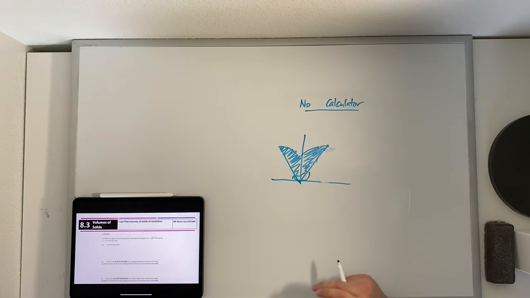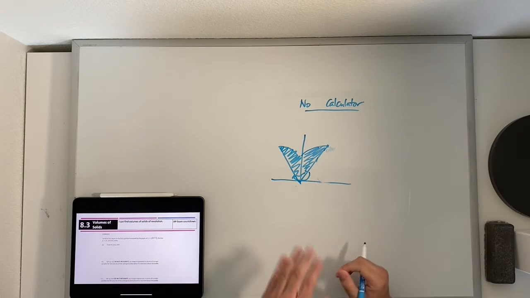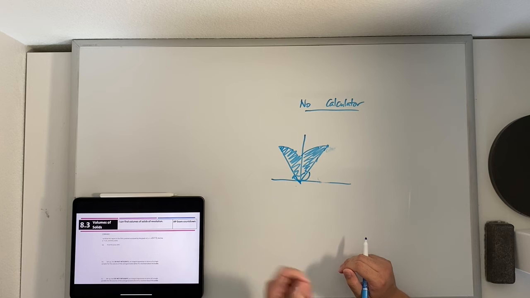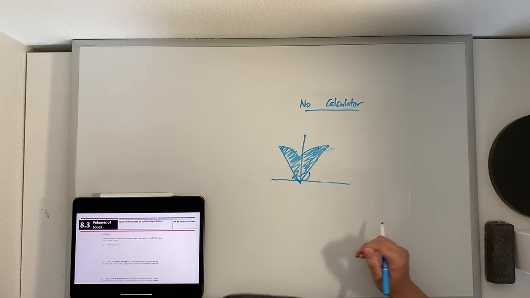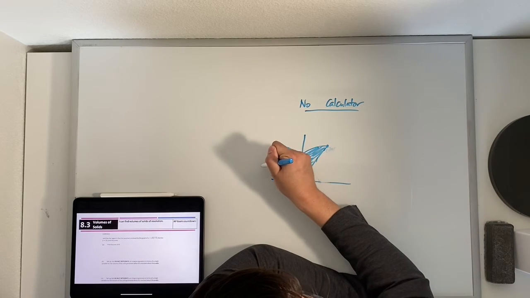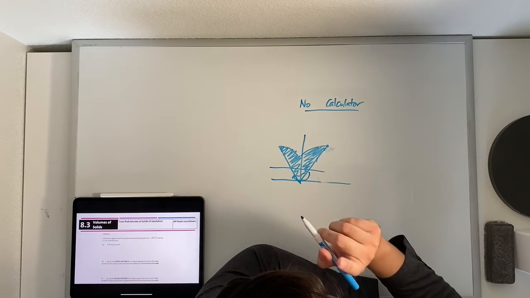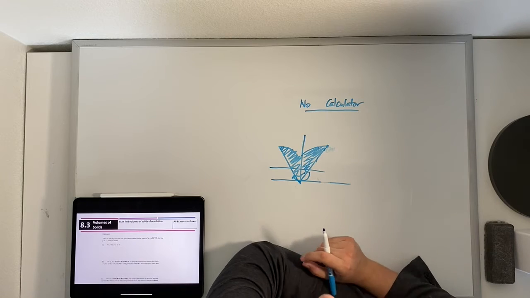We end up with this shape. Now we're revolving around a vertical line, so instead of integrating with respect to x, we should integrate with respect to y. So we're looking at cross sections this way, but this shape itself is a little different.